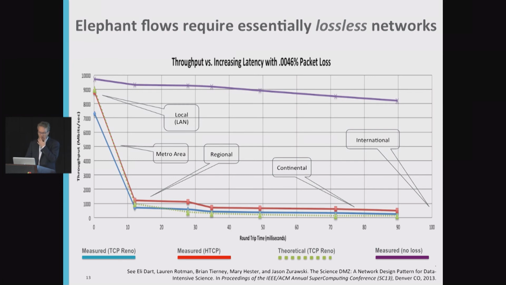And look at the loss figure, though. 0.0046% packet loss is about 1 packet in 22,000. So if somebody tells you 1% packet loss, how bad can it be? Wrong order of magnitude by a lot.